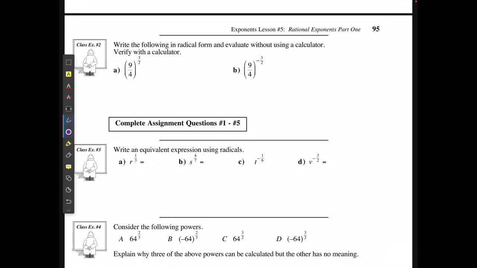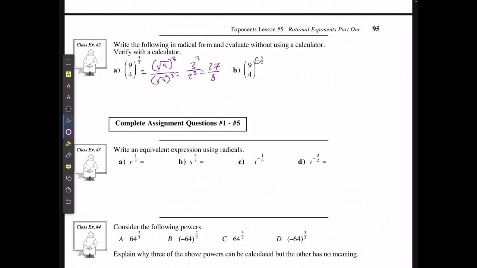If I am dealing with a fraction with a power, remember it applies to the numerator and denominator. So this would be the same as the square root of 9 to the power of 3 over the square root of 4 to the power of 3. This is going to be the same as 3 cubed over 2 cubed, or 27 over 8.